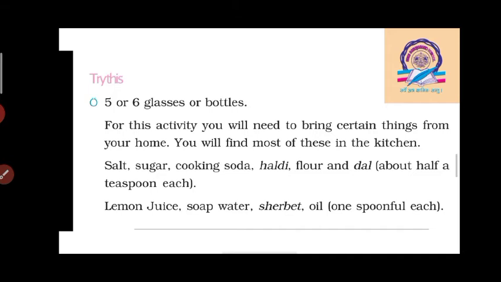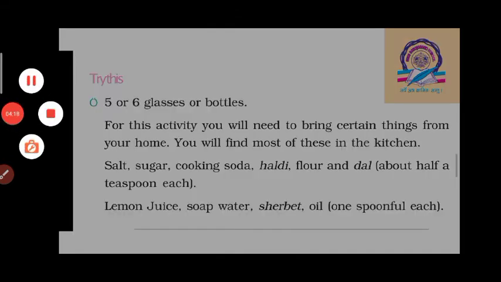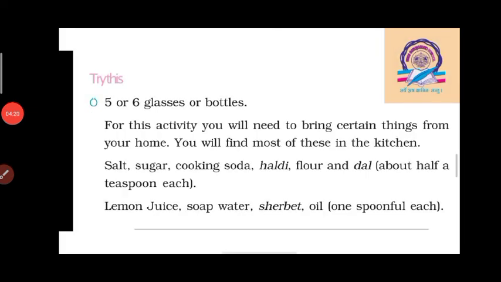Okay, now let us see what is next. Try this. What are we supposed to try? Let us see. We need 5 or 6 glasses or bottles. For this activity you will need to bring certain things from your home. You will find most of these in the kitchen. What do we need? We need salt, sugar, cooking soda, haldi, flour, dal. That is all we need.